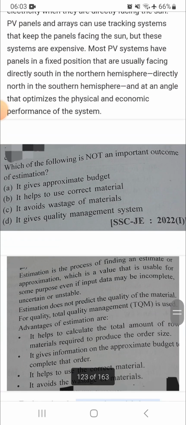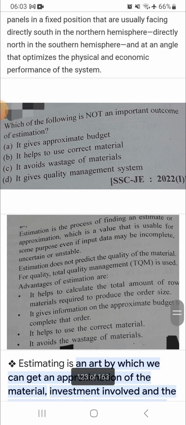Which of the following is not an important outcome of the estimation? It gives the approximate budget. It helps to use correct material. It avoids wastage of materials. It gives quality management systems. Option D is the right answer. Okay, option D is the right answer. Not an important outcome. Approximate budget is an important outcome. To use correct material, okay. Avoid the wastage of material, this is also okay. But the fourth one, option D, is not.